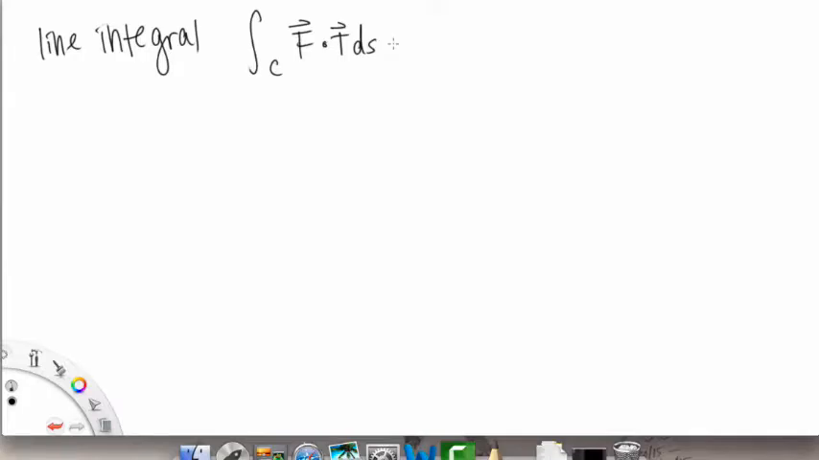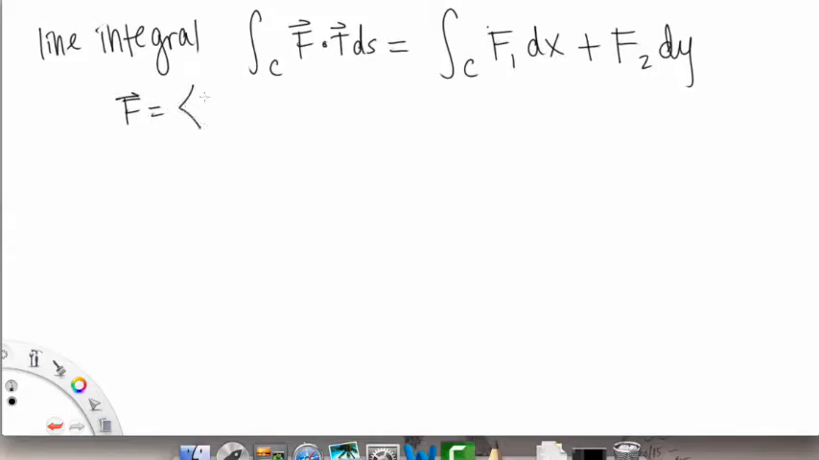So what we've done, we have studied the line integral, which can be written as the following. We have the line integral over C of F dot T ds, or F dot ds arrow, whichever way you'd like to write it. And we found that this is the same thing as the line integral over C of F1 dx plus F2 dy, where our vector field is made of the components F1 and F sub 2.